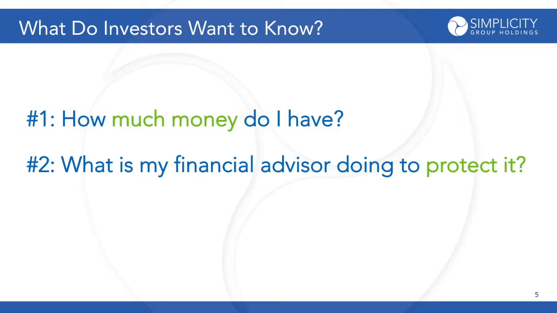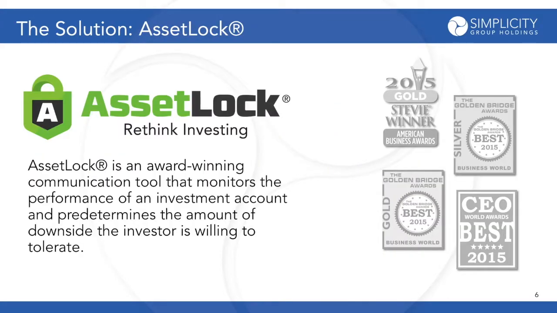Well, from that and from all this research, this is exactly the path of how AssetLock was born. What is AssetLock? It is a communication tool that simply monitors a client's account every single day against a predetermined loss level that they've set on day one, the loss they're willing to tolerate, which really is a communication point for them. And what you'll be able to see here is that it helps control and address those four things. It sets the expectations. It helps communicate in a timely manner.